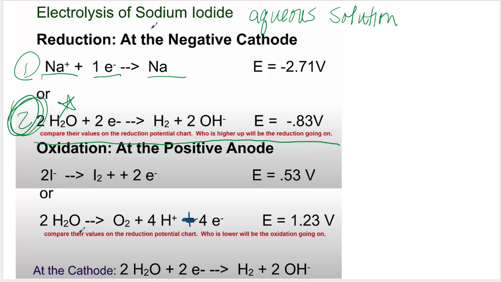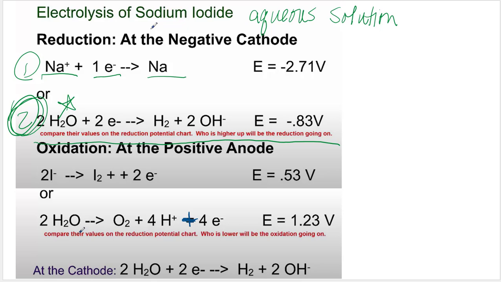Let's keep this thought process going for the other terminal, the anode. The anode is the site of oxidation. And remember, our example here was for sodium iodide. Na is plus, I is a negative. So now what's happening? We have 2 choices here for the oxidation at the anode. Find iodide.